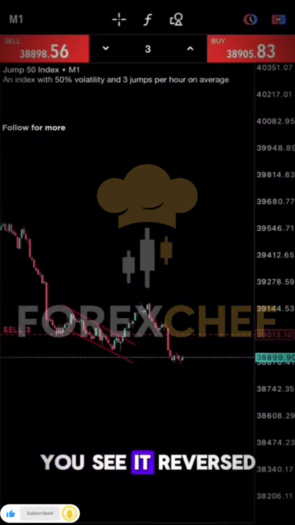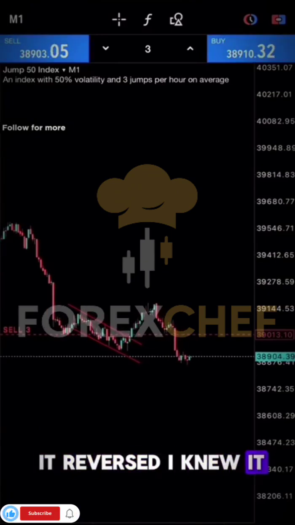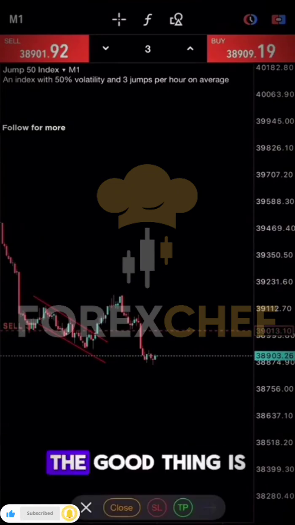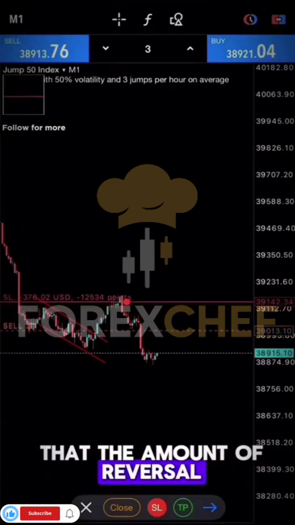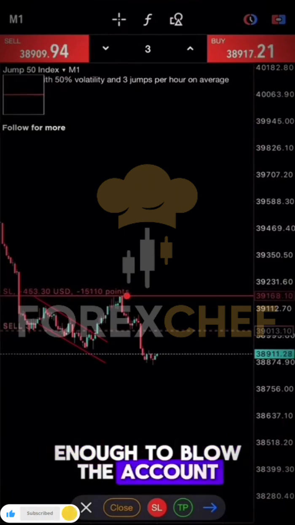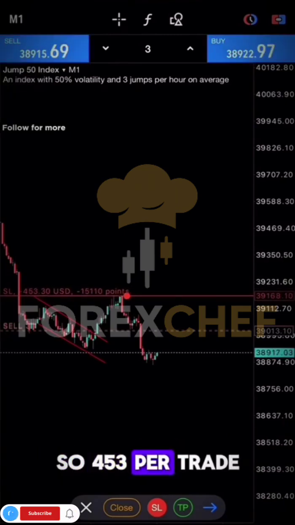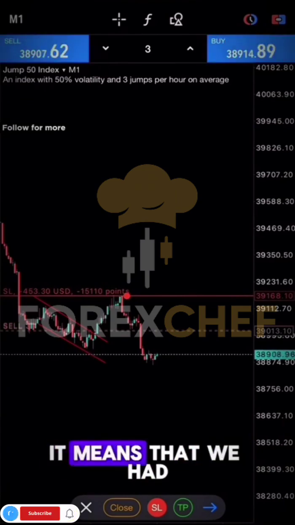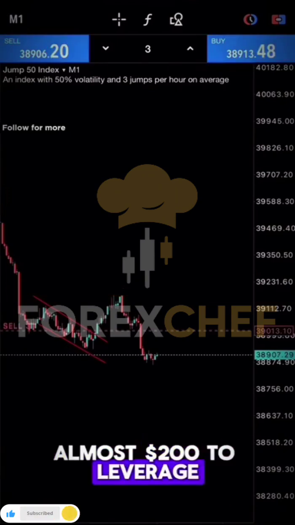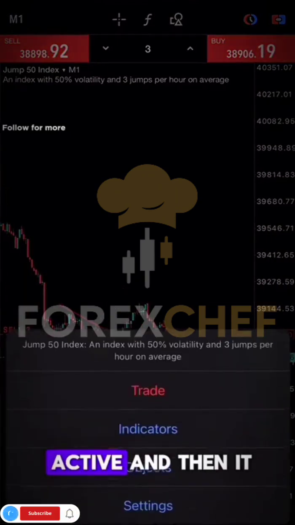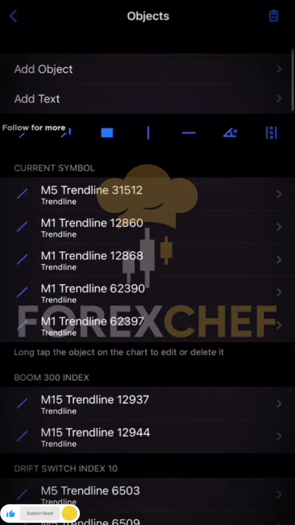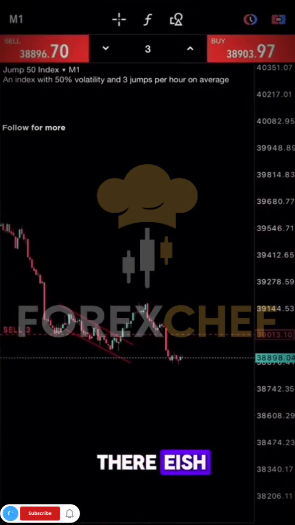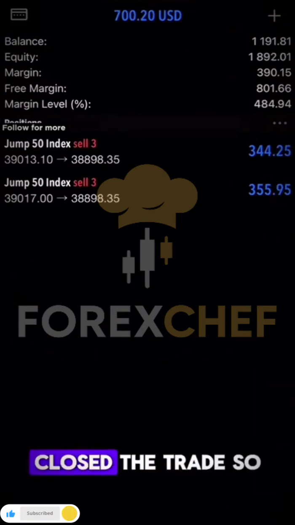You see, it reversed. I knew it reversed, but the good thing is that the amount of reversal it took is not enough to blow the account. So 453 per trade multiplied by 2, that's something like 1,000, but we have 1.1. So it means that we had almost $200 to leverage the account for it to stay active. And then it went down. If I opened the trade where it was there, I don't know what I would have done. Maybe I would have panicked and closed the trade.